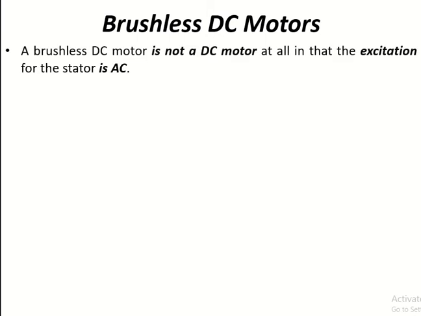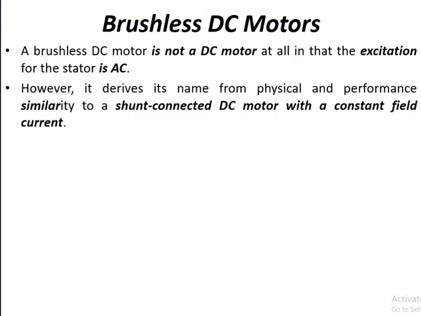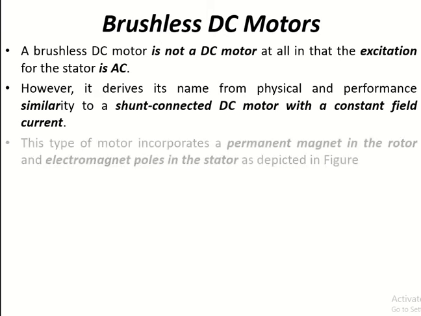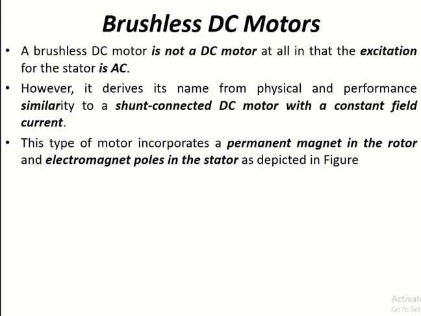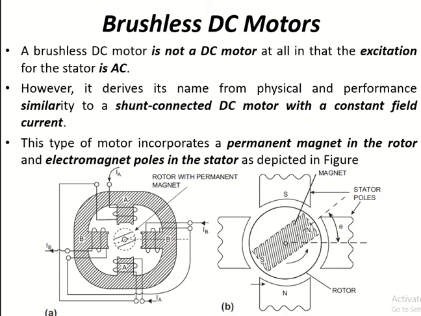Now we will discuss the brushless DC motor. A brushless DC motor is not a DC motor at all, in that the excitation from the stator is AC. However, it derives its name from the physical and performance similarity to the shunt connected DC motor with a constant field current. This type of motor incorporates a permanent magnet in the rotor and electromagnetic poles in the stator as shown in this figure.